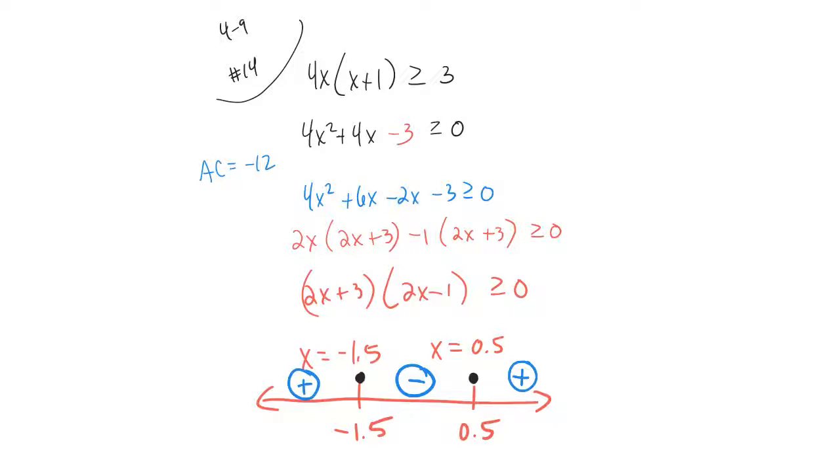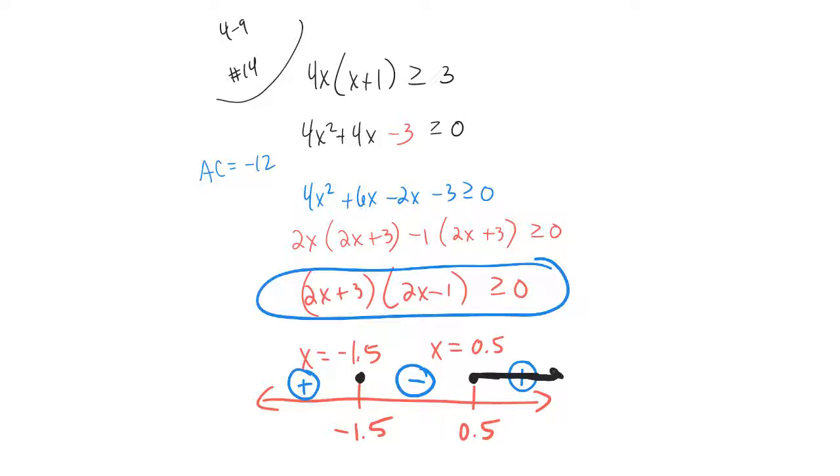I want to know, when is this greater than or equal to 0? That's positive regions. So I shade the positive regions. And my answer becomes an or statement. X is less than or equal to negative 1.5, or X is greater than or equal to 0.5.